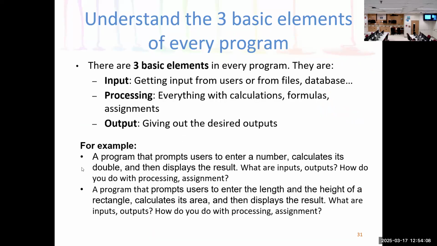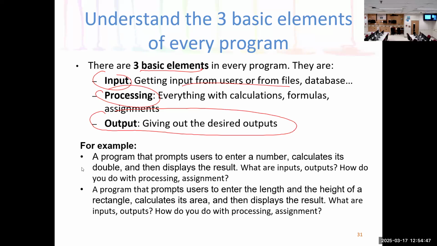Now, I think that covers all of the definitions. I want to give you some activity. Just to sum it up, every program has three basic elements. Input: you give the input, which you get from the user, or it can be from a file or database, whatever it is. Processing: you follow the instructions you set up in the algorithm, doing the calculation and processing. And the output gives you the desired output.